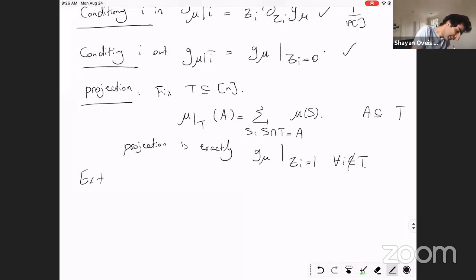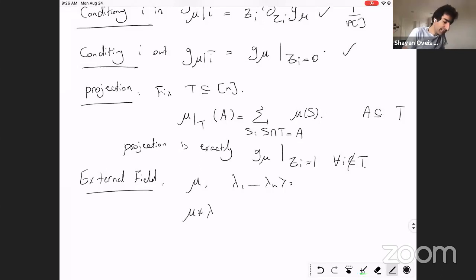And the last one is external field. This is sort of more straightforward. So if you have a distribution mu, and let's say lambda is a positive vector. You define mu star lambda. This is the distribution where for every set S, the probability of it after this external field is exactly mu of S times lambda to the S. You just rescale every set by these weights that you assign to elements.